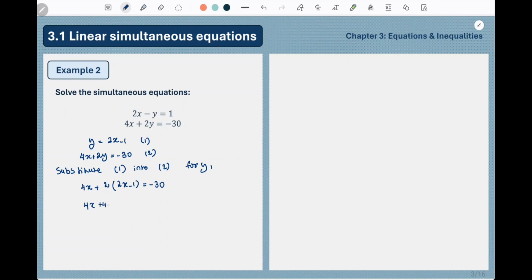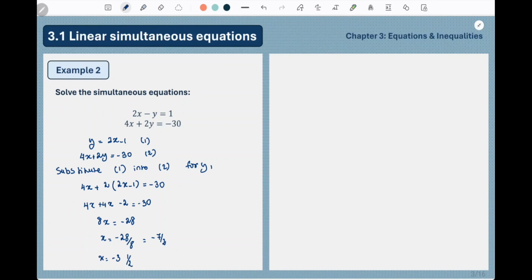So plus 4x, I'm expanding here, minus 2 equal minus 30, so this is 8x equal, so minus 2 goes to the other side, and it becomes minus 28, minus 30 plus 2 is minus 28. And x is minus 28 over 8, simplifying, I think that's minus 7 over 2, which can be rewritten as minus 3 and a half.